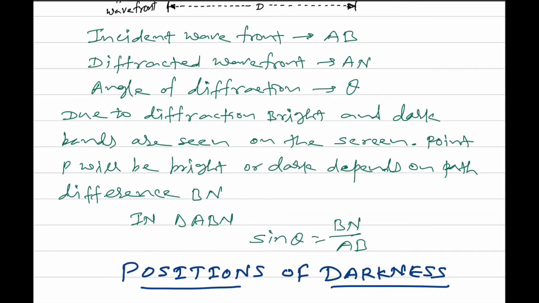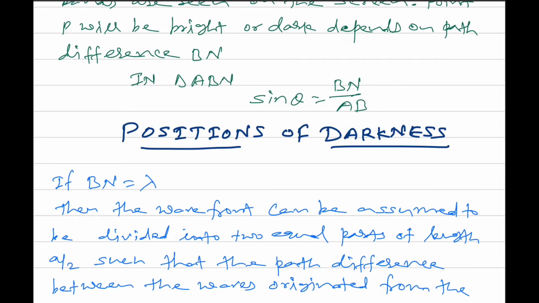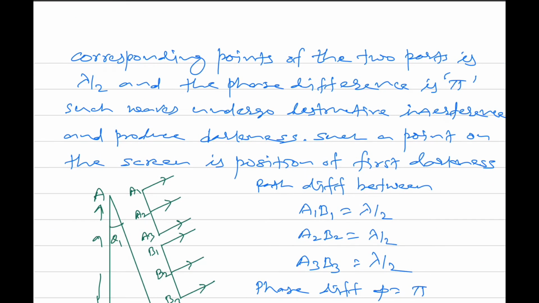Now we will talk about positions of darkness, at what point darkness is formed. Let BN be equal to lambda. Then the wavefront can be assumed to be divided into two equal parts of length a by 2. What we'll do, we will just think of the wavefront as two parts. In place of a, the length of each part is a by 2, such that the path difference between the waves originated from the corresponding points of the two parts is lambda by 2.